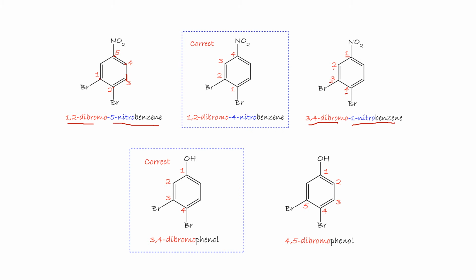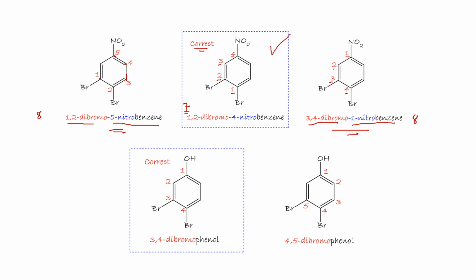Well, both of these numbers, 1, 2, 5, sum to 8, and 3, 4, 1 also sum to 8. But if I number them 1, 2, 3, 4, the compound will be named 1,2-dibromo-4-nitrobenzene, sum of 7 (1, 2, 4), and that is the lowest sum, so this one will be the correct name.